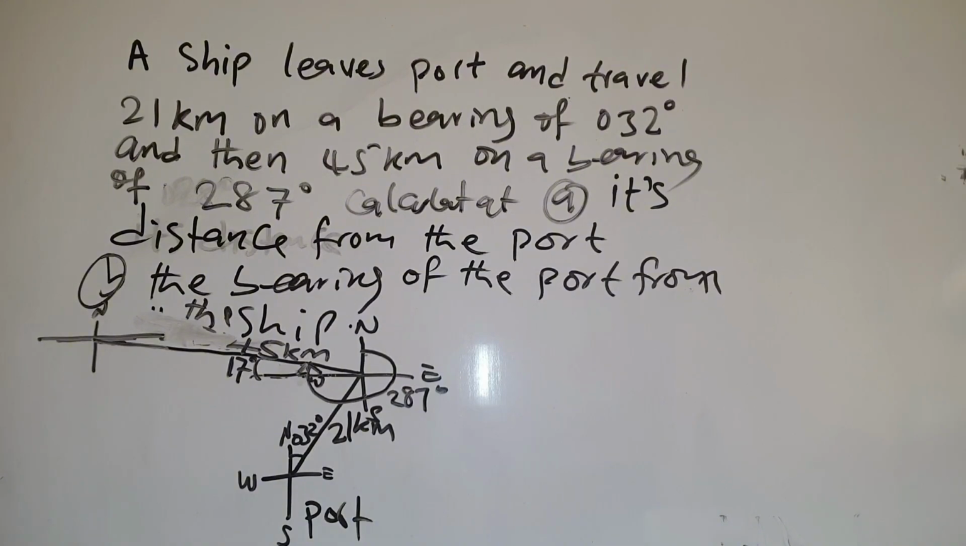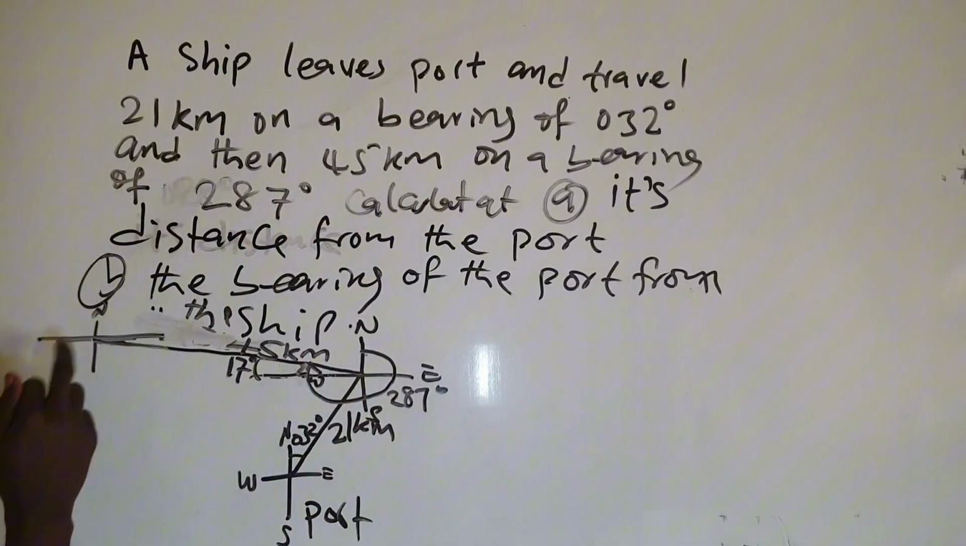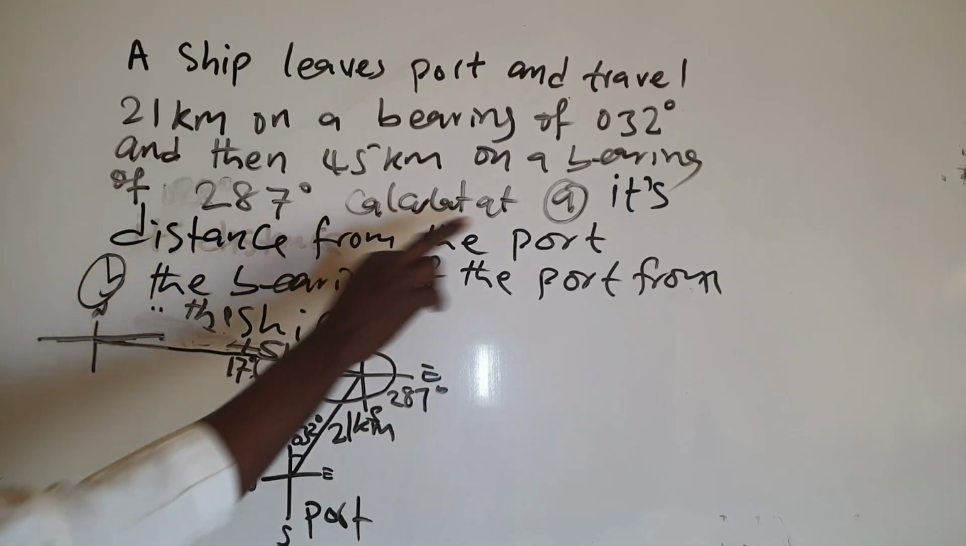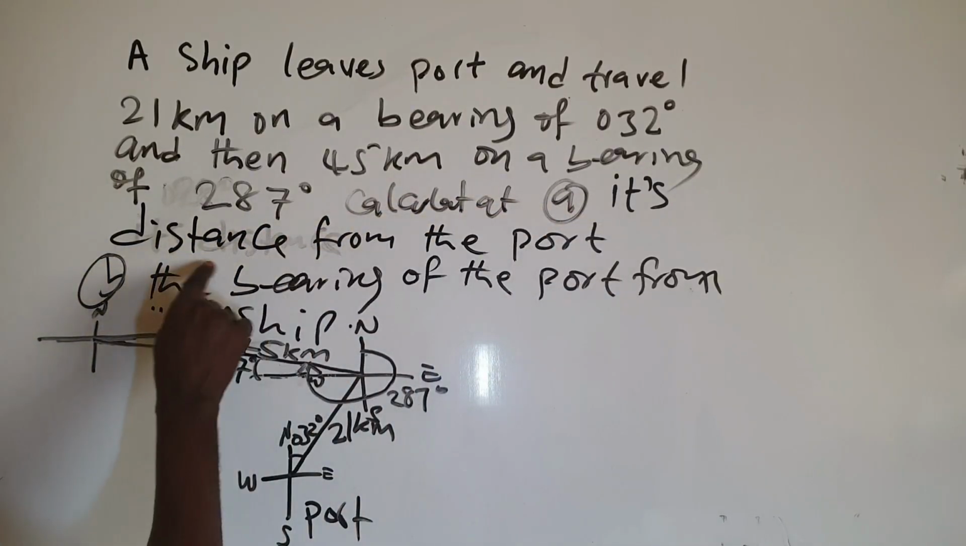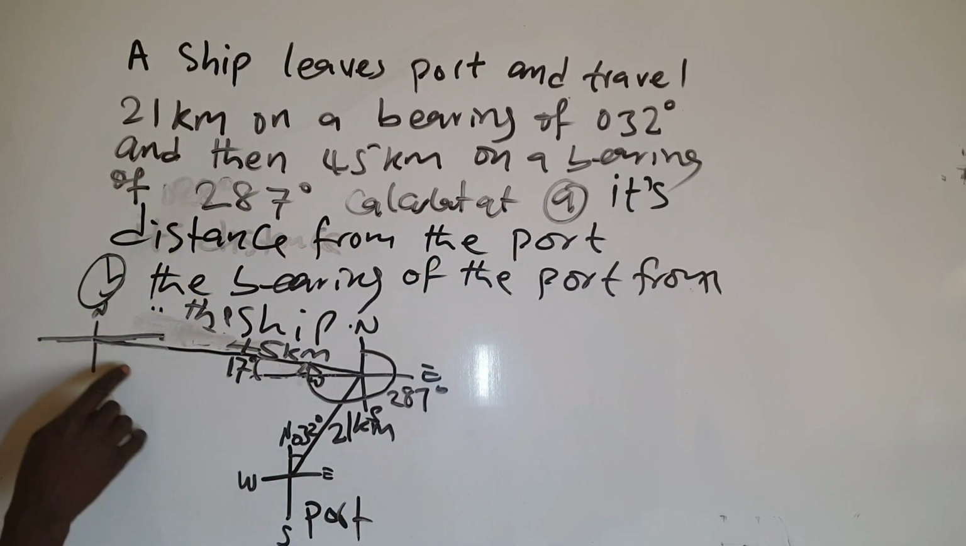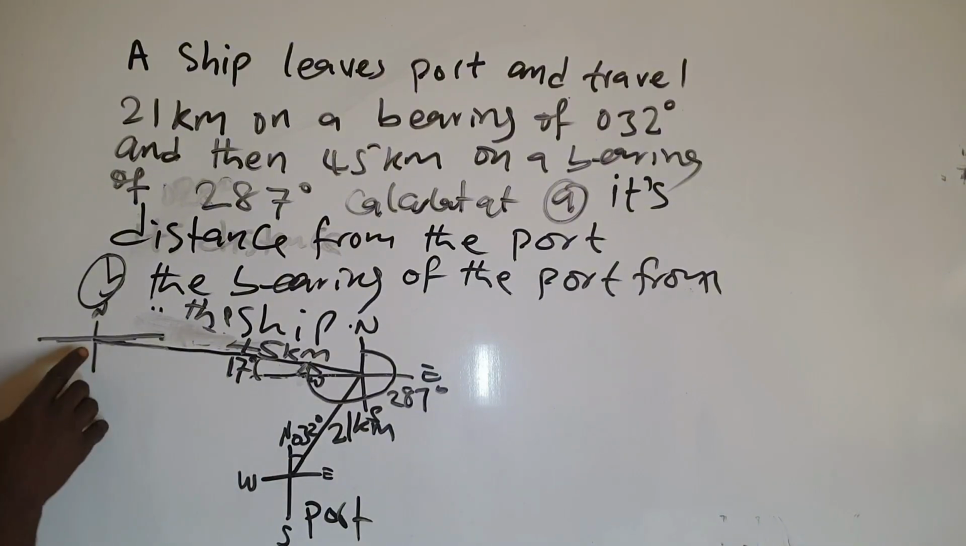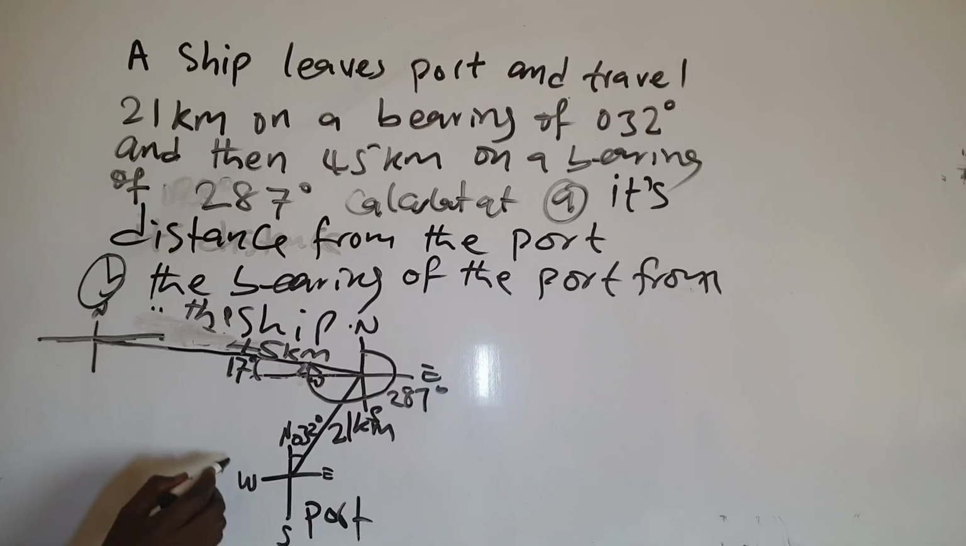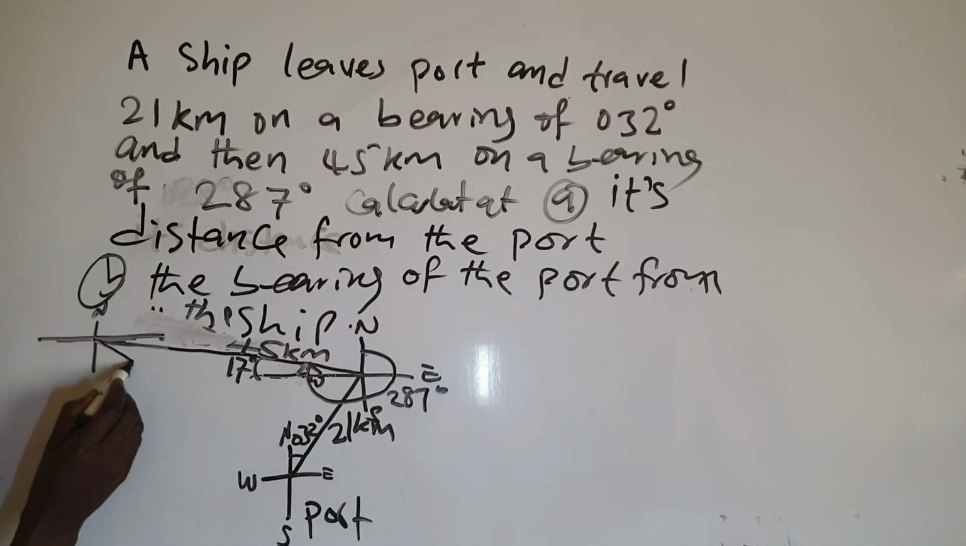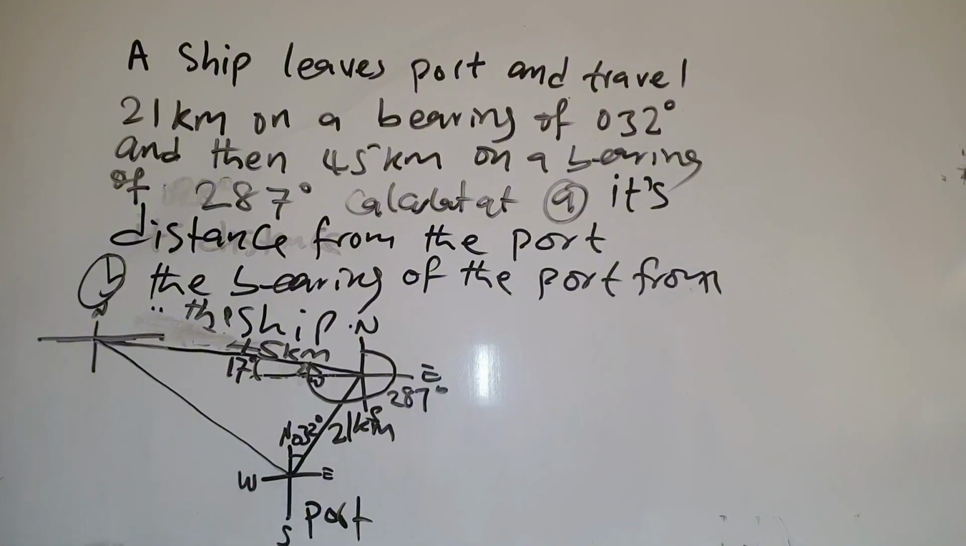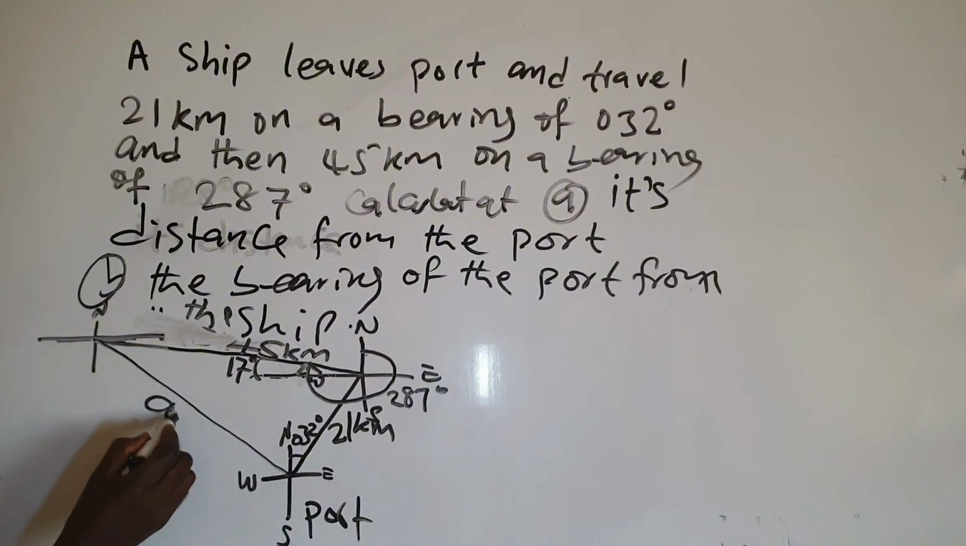Now the question says we should calculate the distance from the port. This is the port, and this is where the ship just ended. The distance from the port will be from here to here. Let's call that one A, because they say we should calculate it and we never know it. Now we have finished sketching it. Now let us calculate this.